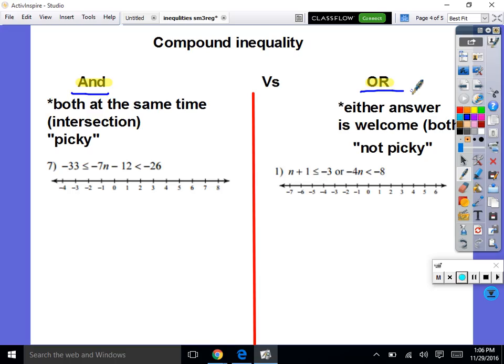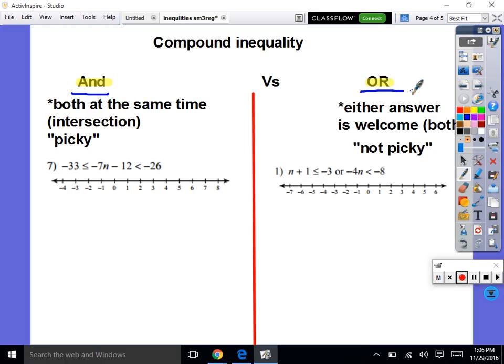So both is at the same time, it's the intersection of both. If it's in your solution, it has to be the intersection of them happening at the same time. The only time it's a solution is if both have that same answer. And then for or, either answer gets to come. This answer gets to come, this answer gets to come. All is welcome. Does everybody understand the difference? So let's do number 7.